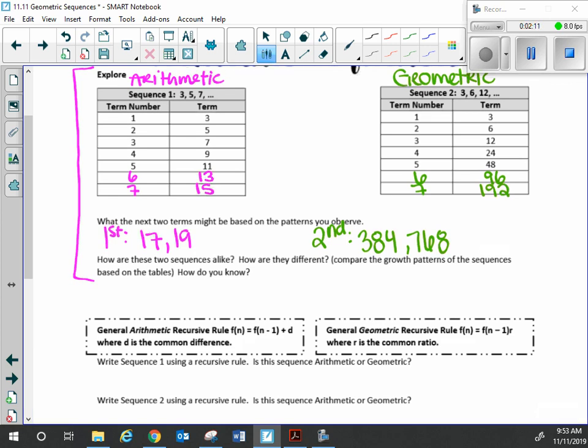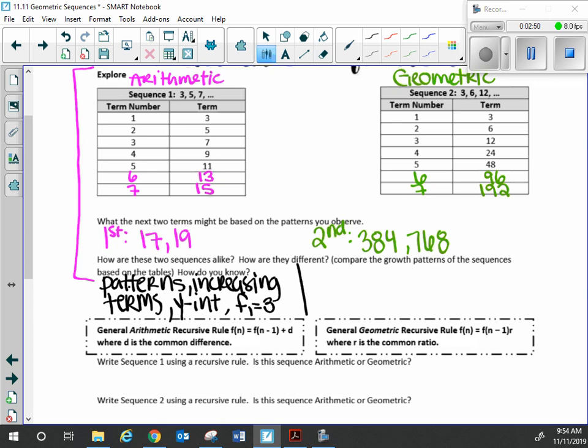How are the two sequences alike? They both have patterns. They're both positive. They're increasing. They both have a y-intercept. What is the first term of each of them? 3. Good.